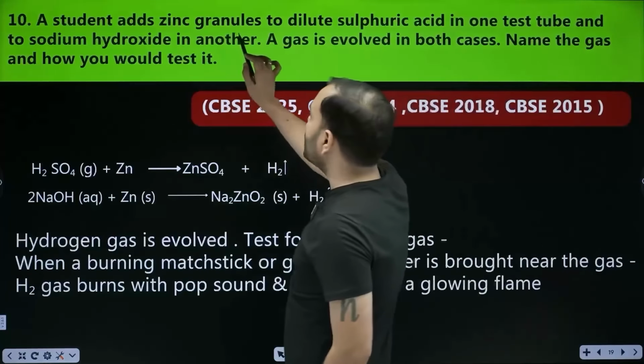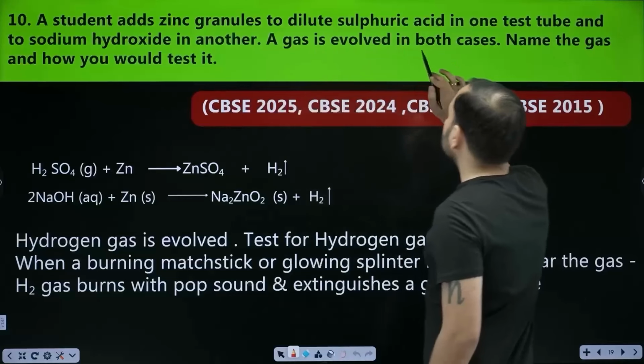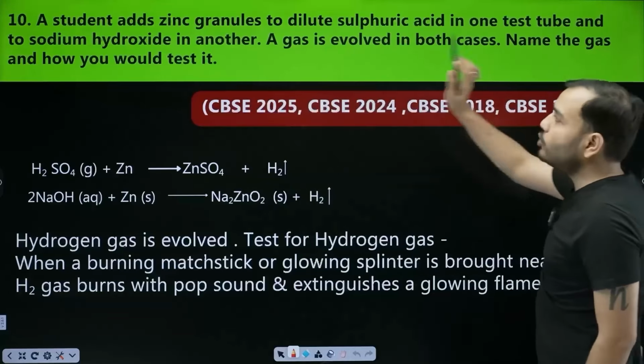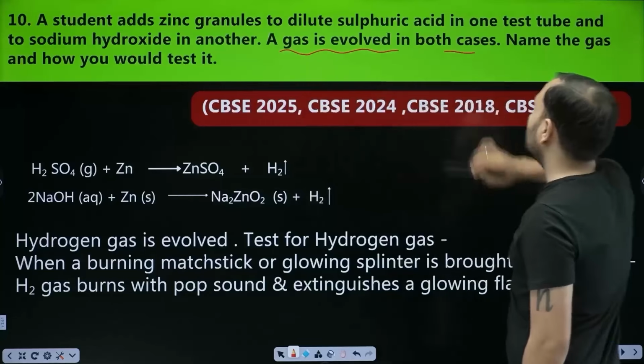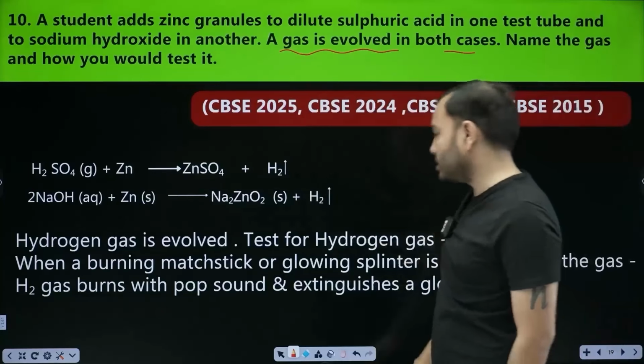A student adds zinc granules to dilute sulfuric acid in one test tube and to sodium hydroxide in another. A gas is evolved in both cases. Name the gas and how would you test it?